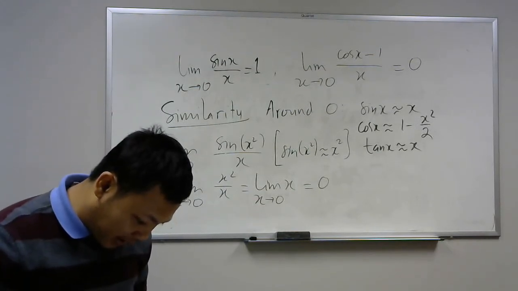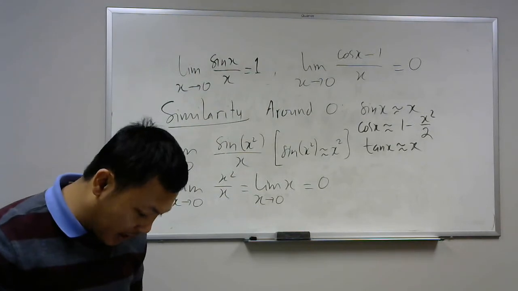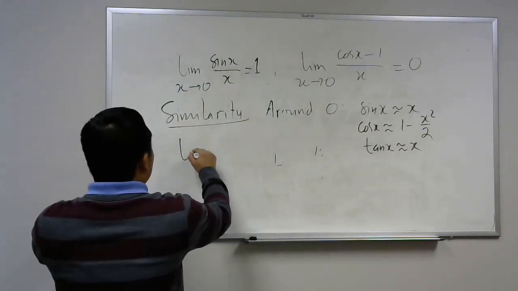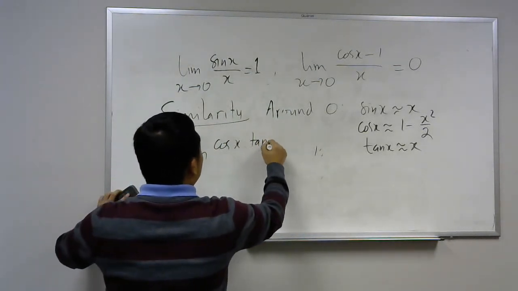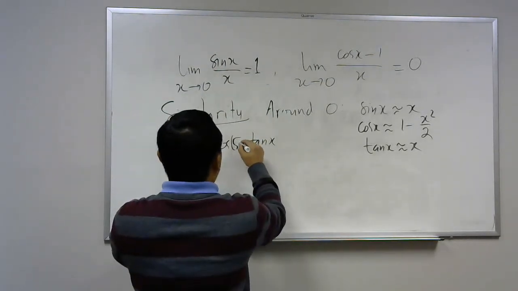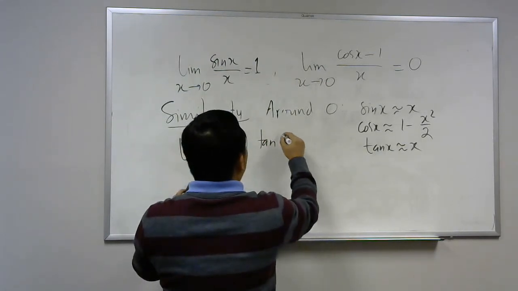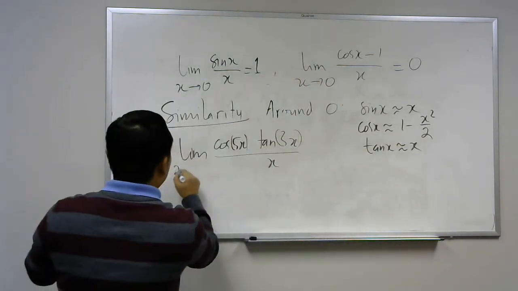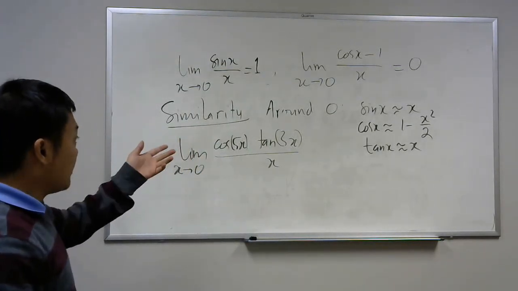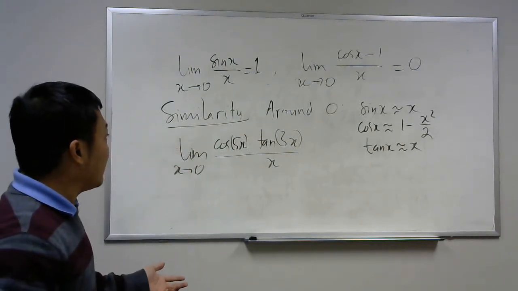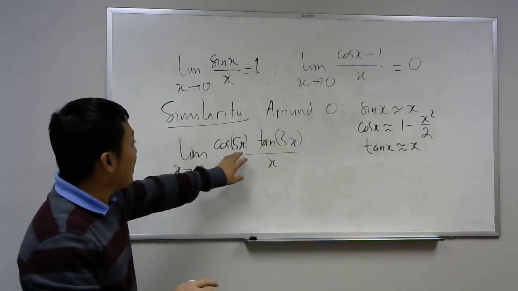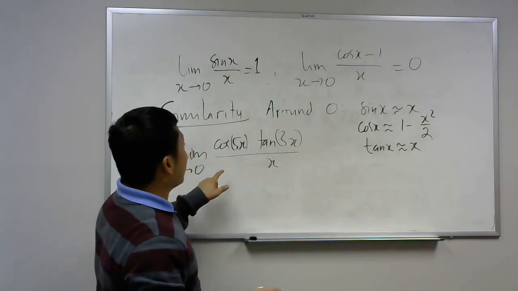What else? We can see, for example, cosine. Limit of cosine of 5x, tangent of 3x over x when x goes to 0. Okay, when x goes to 0. So cosine 5x tangent 3x when x goes to 0. They have different angles in here, 5x, 3x. But I still can use this similarity.